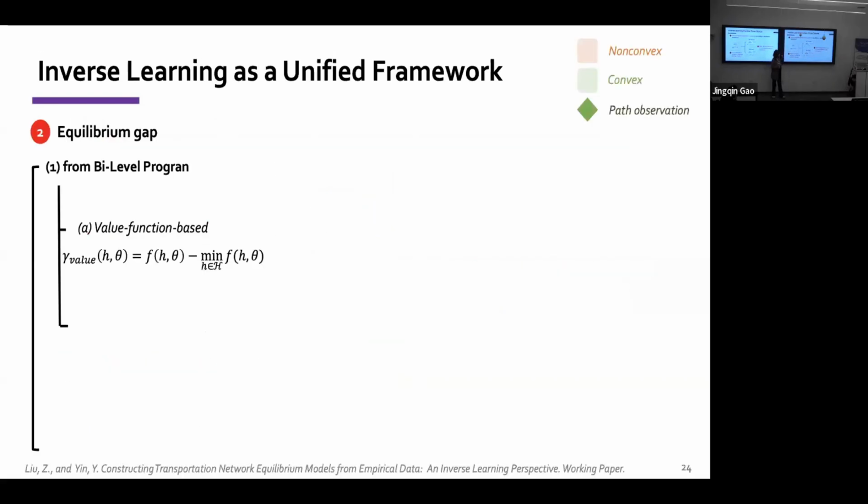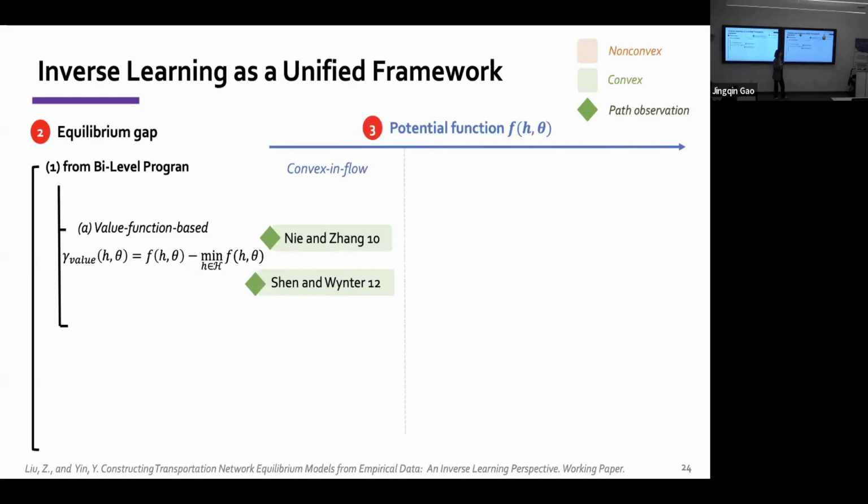These assumptions will determine what the functional form of the potential function looks like. Here's an example to illustrate. If I choose the equilibrium gap function, one option is based on value functions, where we compare our objective function with the best possible one. Suppose we select this value-function-based gap function. Then when we select the potential function, we can start with a general one that we assume is convex in flow, or make a stronger assumption that it is multi-convex, or an even stronger one that it is linear in flow, which basically considers a congestion-free network. As you can see, as I vary my options of these equilibrium gap functions and potential functions, we can result in different formulations of inverse learning problems.